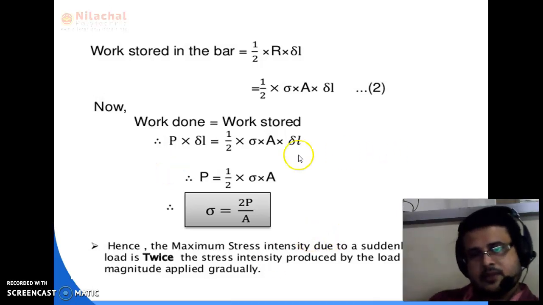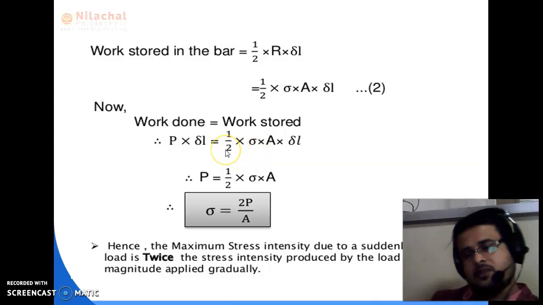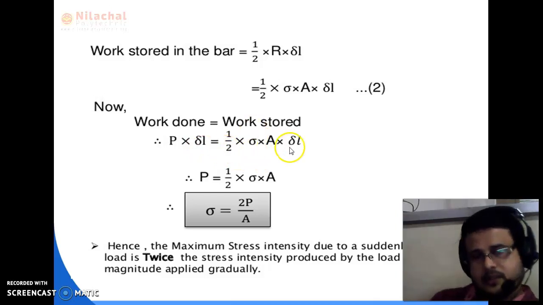So in case of suddenly applied load, we have to see that work done is equal to P into del L. That is 1 by 2 sigma into A as load. So load by area is equal to sigma. So load is equal to sigma into area into del L.